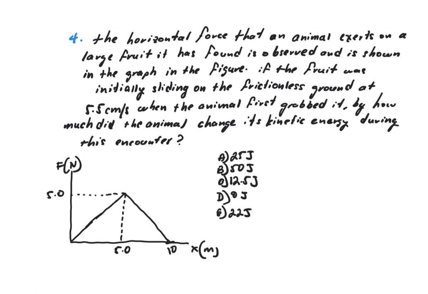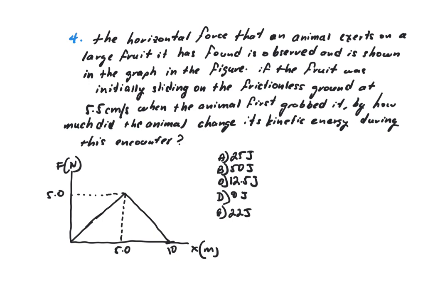Alright, so here's question 4 on chapter 7. Question 4 says, the horizontal force that an animal exerts on a large fruit it has found is observed and is shown in the graph in the figure. If the fruit was initially sliding on the frictionless ground at 5.5 centimeters per second when the animal first grabbed it, by how much did the animal change its kinetic energy during this encounter?